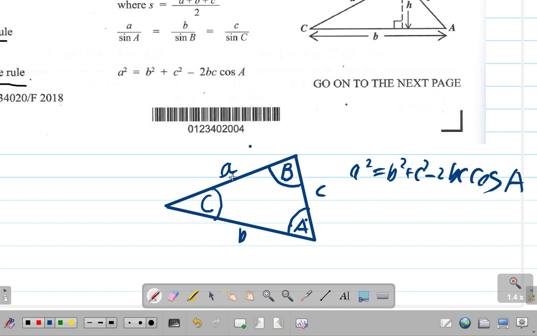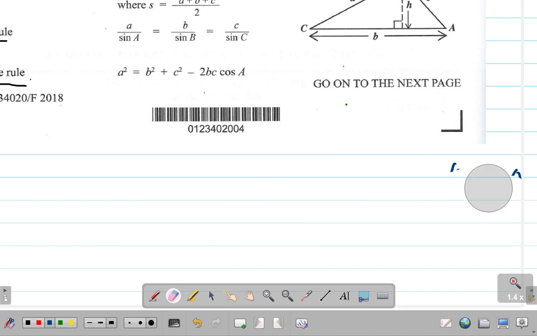So those are the sine rule and the cosine rule. You use them when you're dealing with triangles that are not right angled triangles.